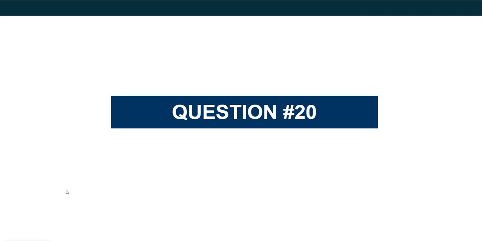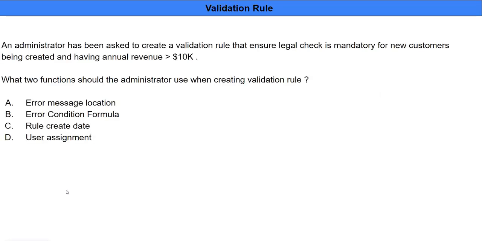Question number 20. Validation rule. An administrator has been asked to create a validation rule to ensure legal check is mandatory for new customers being created and having annual revenue greater than 10K. What two functions should the administrator use when creating validation rule?